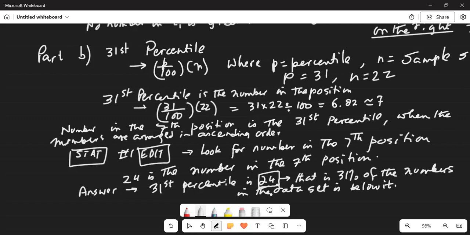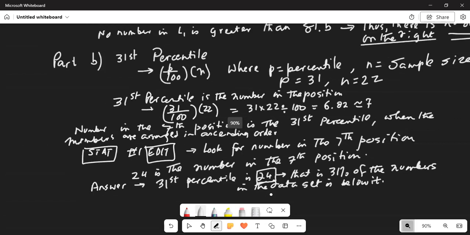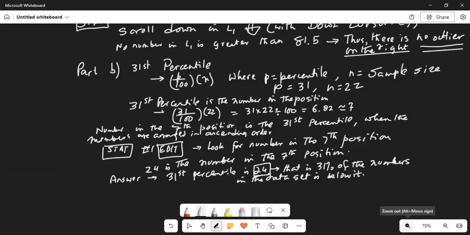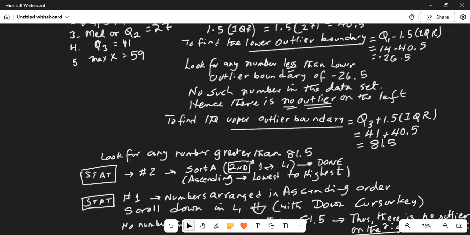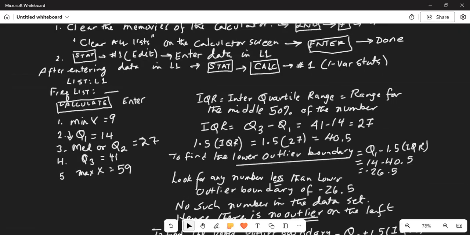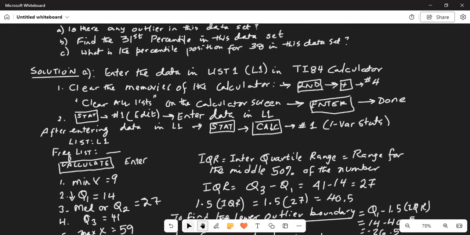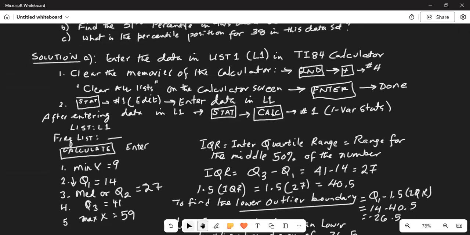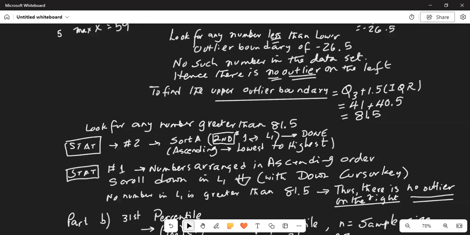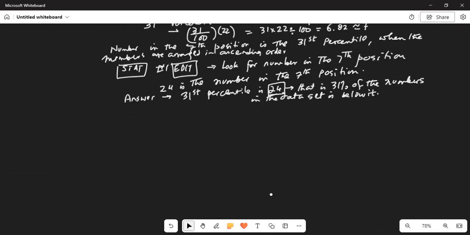So let's take a look at the last part. Part C is: what is the percentile position for 38 in this data set? So part C.